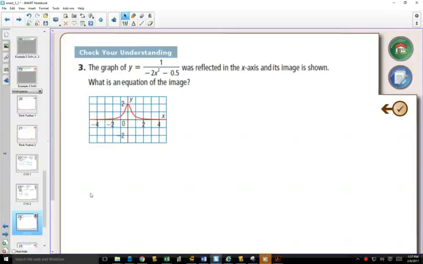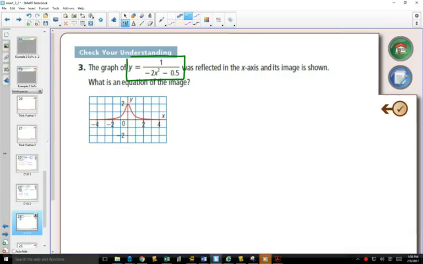So they give us an interesting graph, and they tell us that it was reflected in the x-axis, and its image is shown below. So what we see here in the green box is not the graph that we see. We see the graph after it was reflected in the x-axis.